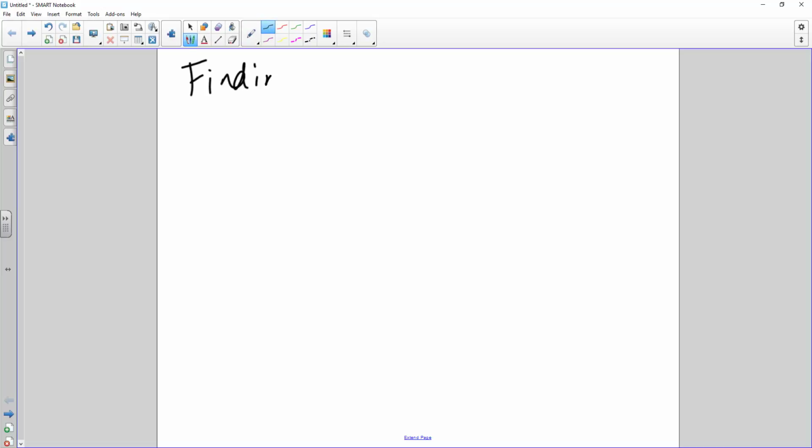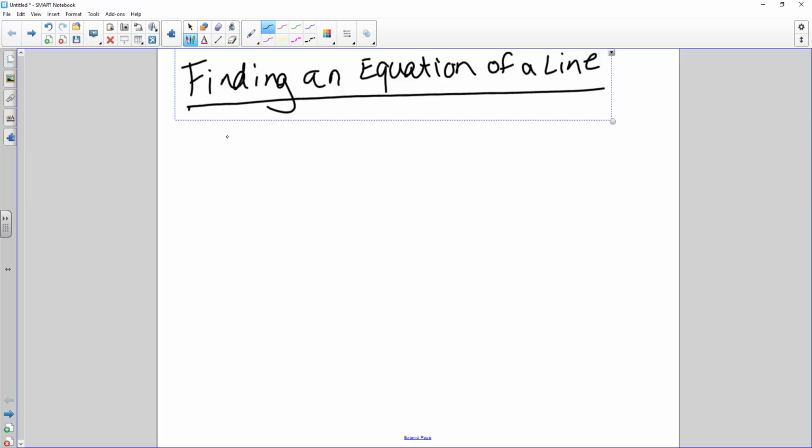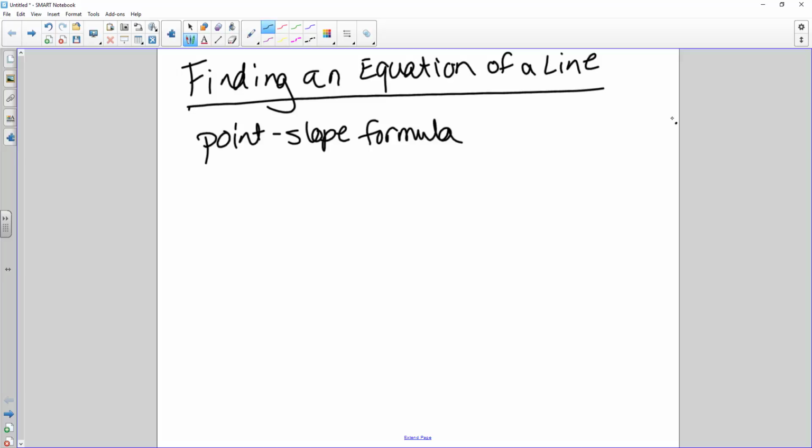In order to find an equation of a line, one method is to use the point-slope formula. What the point-slope formula is, kind of like it sounds, as long as you have a point and the slope, you can find the equation. So it's y minus y1 equals m times (x minus x1).